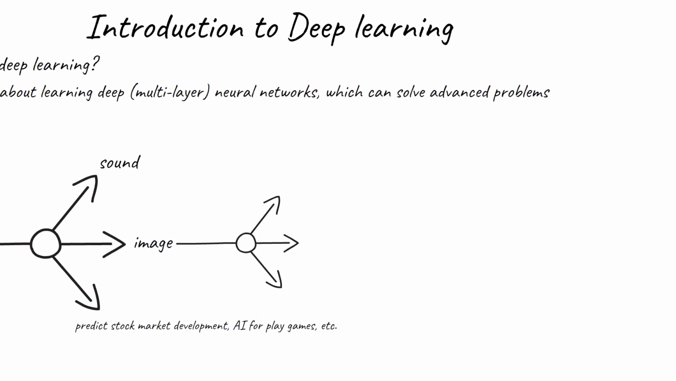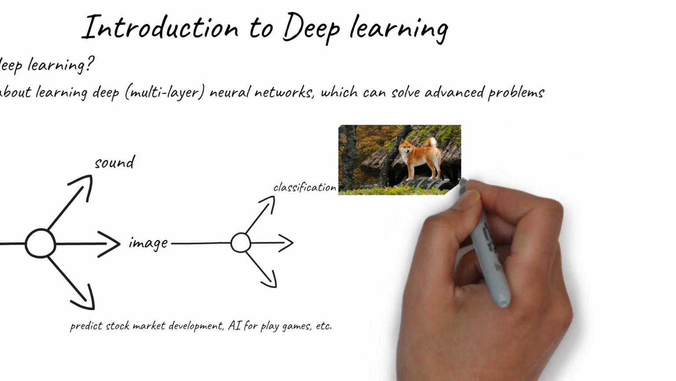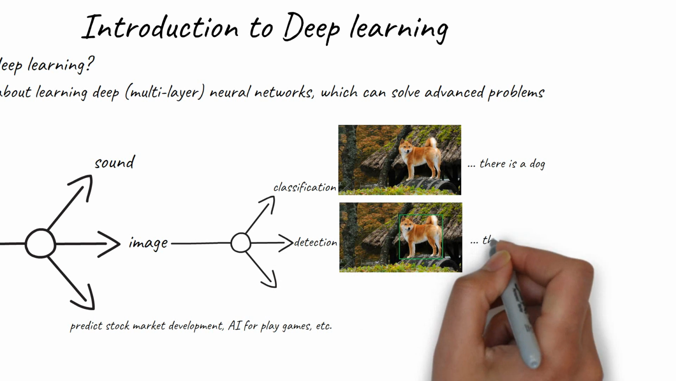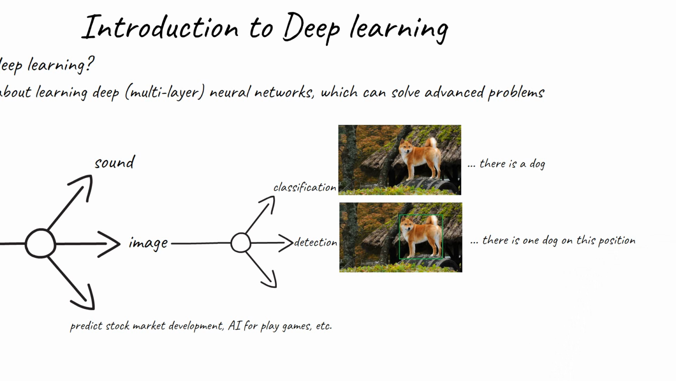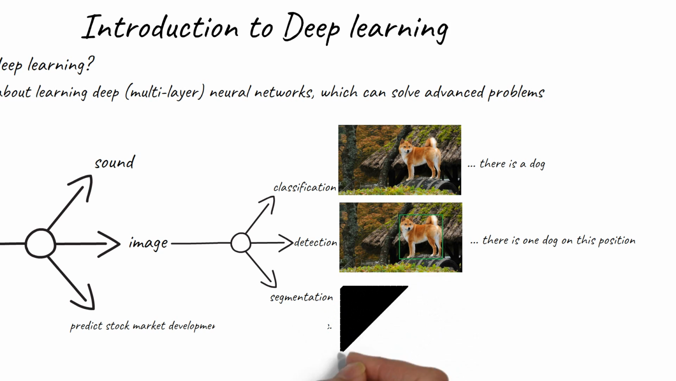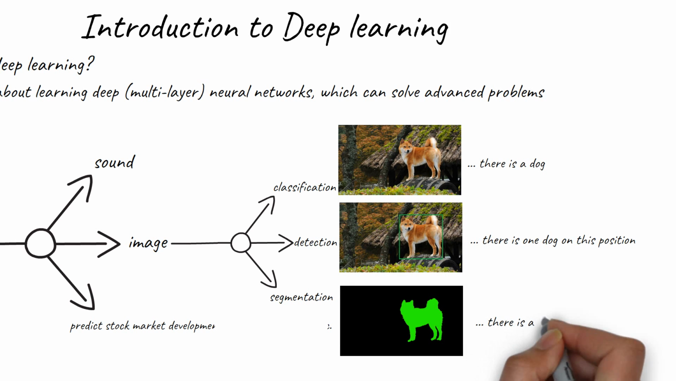Within image processing, we can classify the whole image or detect all objects in the scene. In our case, the object was a dog. We can train the neural network to segment all the dogs in the image. The result of segmentation is a mask.